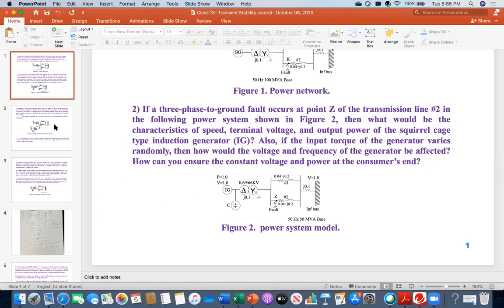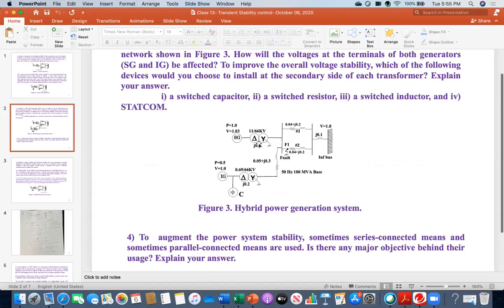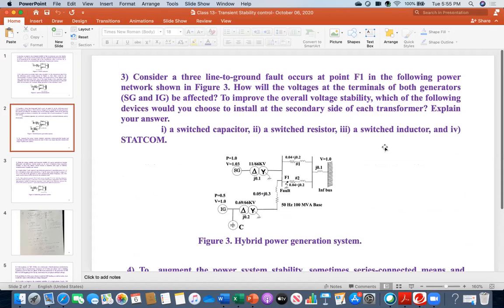Okay, so moving forward, you see question number 3. Everybody see? Consider a 3-line to ground fault occurs at point F1. This is the point F1 in the following power network shown in figure 3. You see, in this case now I am combining.